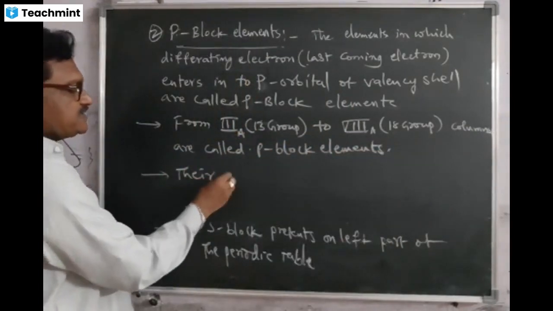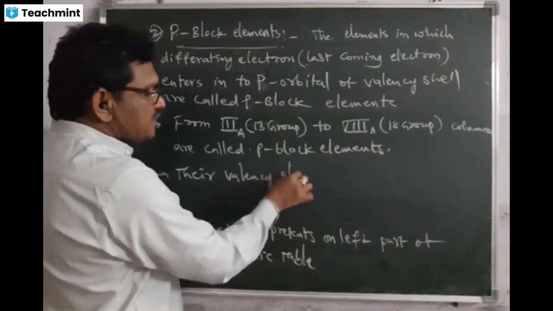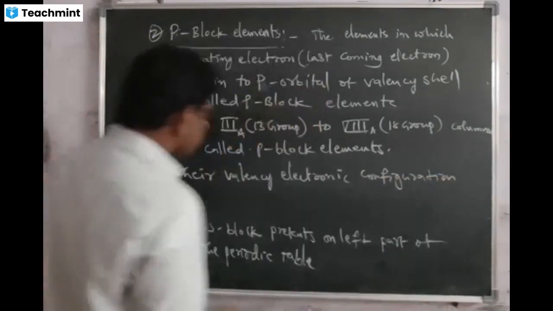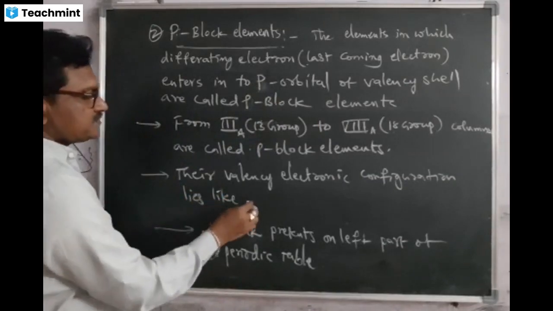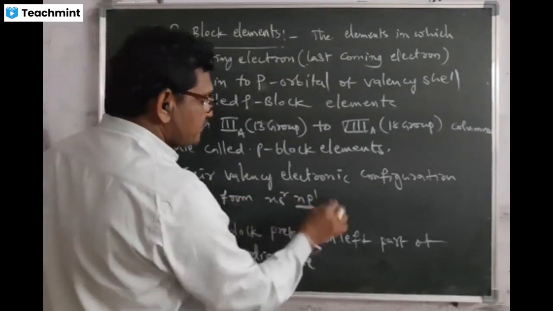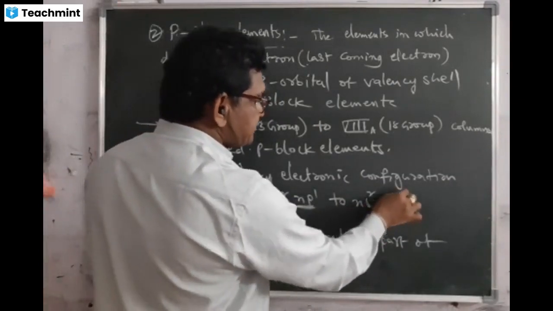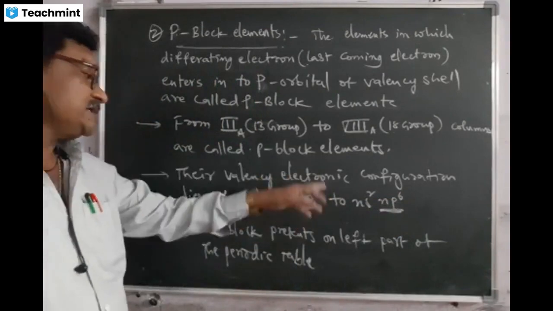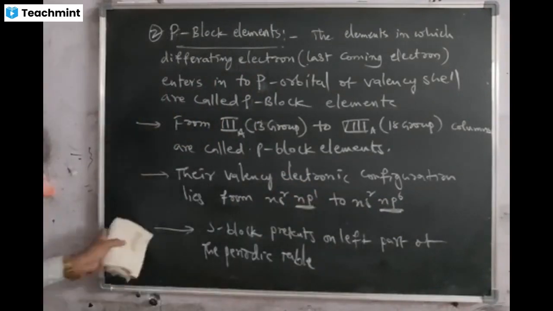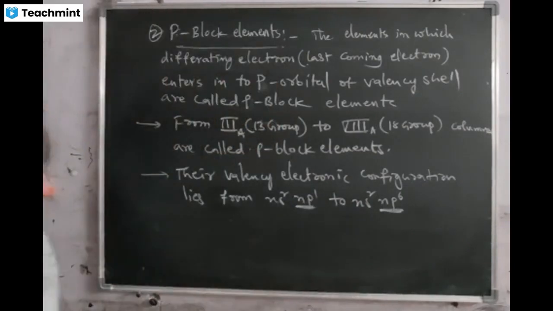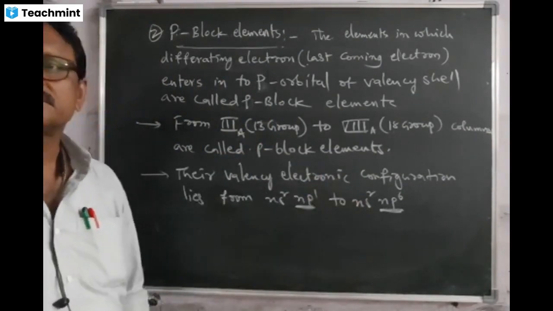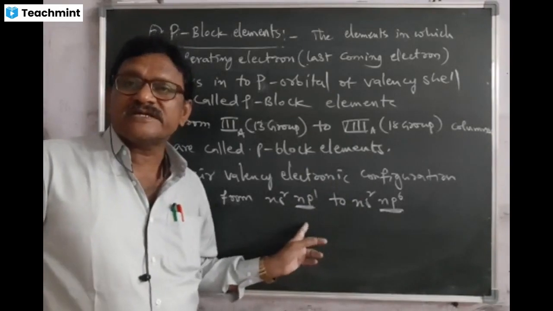Their valency electronic configuration lies from ns2 np1 to ns2 np6. That means the electron enters continuously into the p orbital of a valence shell. That's why these are called p block. Their valency electronic configuration range lies from ns2 np1 to ns2 np6. Okay, did you understand this? Do you understand what I am saying?